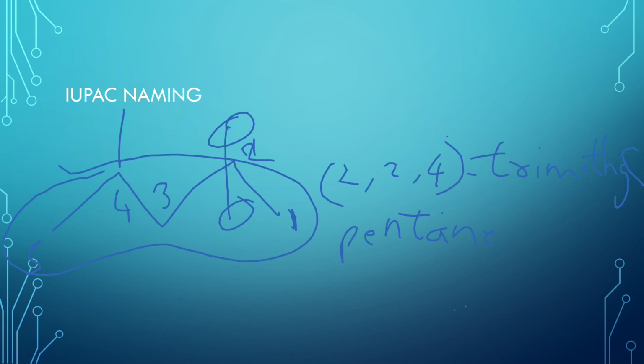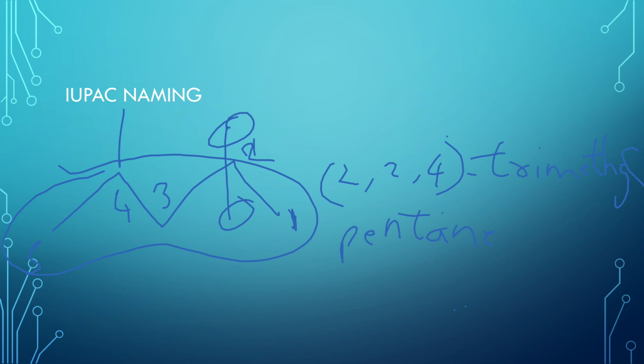Di, tri, tetra, etc. are not considered in alphabetical order. Right? What I told you: if we have methyl and ethyl, then ethyl wins. We have to write ethyl first, then methyl. We have to go with alphabetical order.